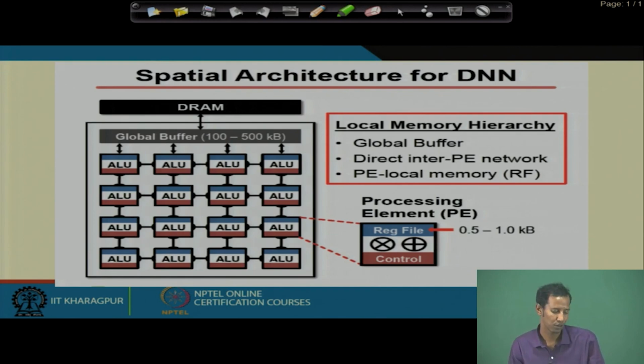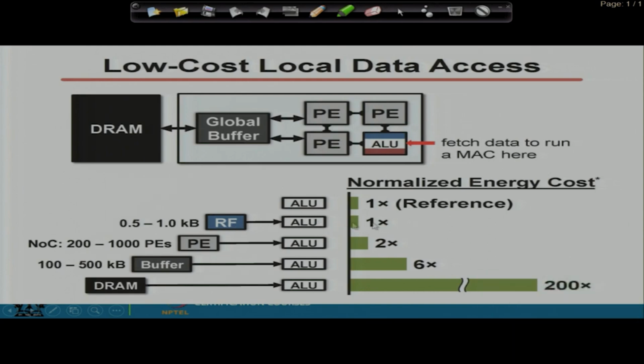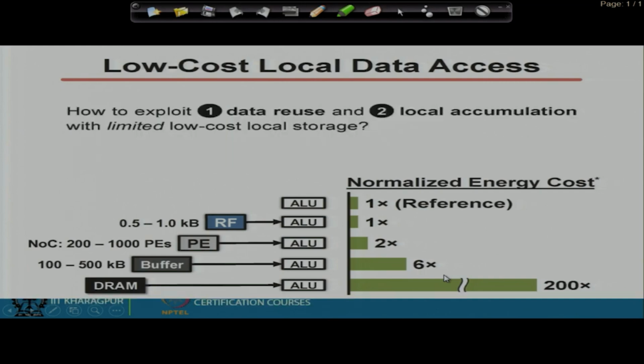So, inside each of these ALUs, you now need memory for storing the intermediate values. If you see, direct access of the ALU to the DRAM has an energy cost of 200x, whereas if we use this global buffer, which is 100 to 500 KB in size, it reduces to 6x. When the processing elements are interconnected, it again reduces by 2x, and if you have local memory in each of these ALUs, you can reduce the energy cost to a great extent.